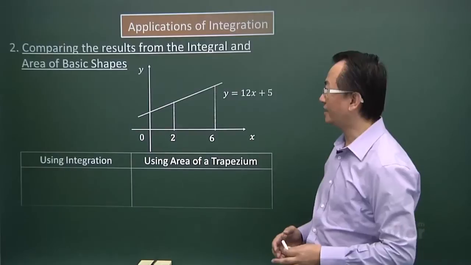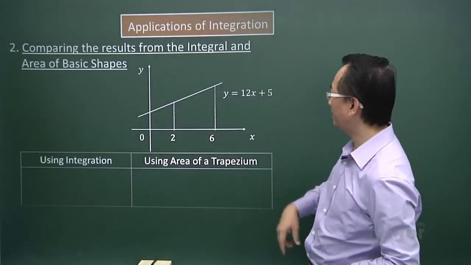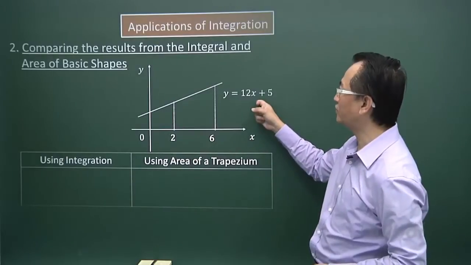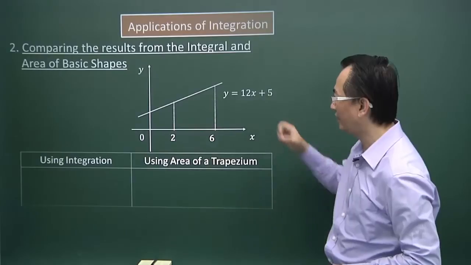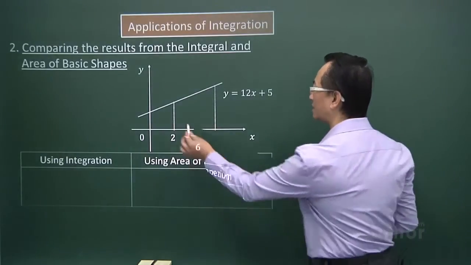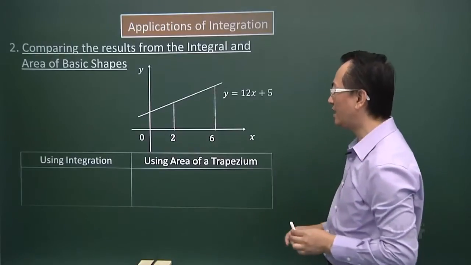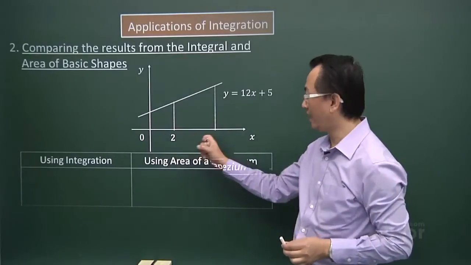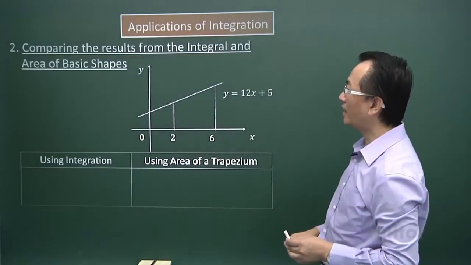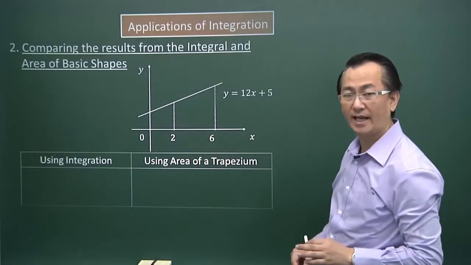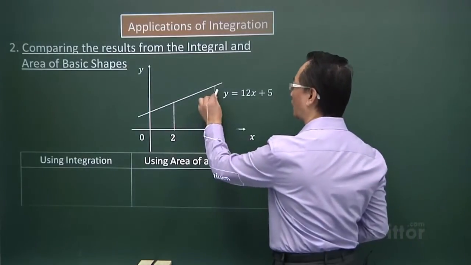Let's look at this case here. Now we have a straight line. The equation of the straight line is y equals 12x plus 5. So these two vertical lines form the limits, x equals 2, x equals 6. So when I'm looking for the plane area or the area bounded, it will be this area.